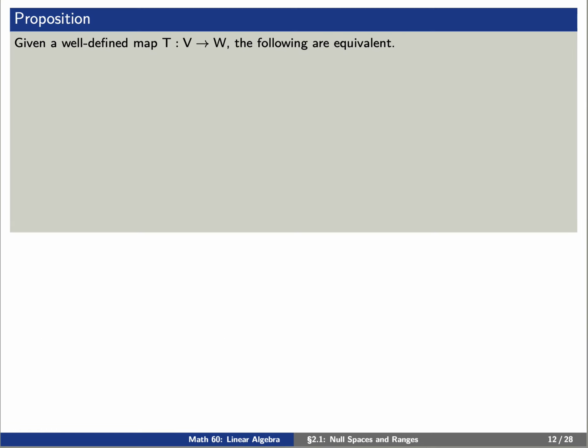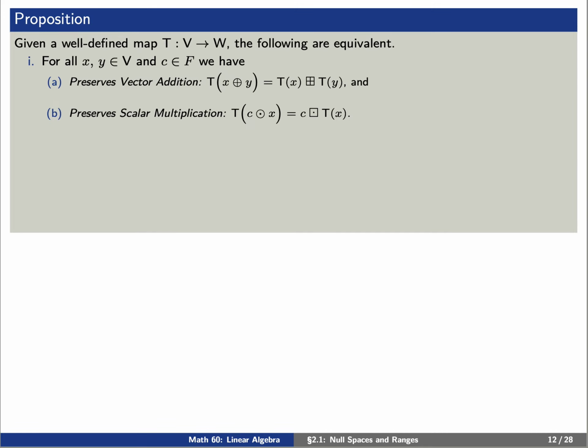Given a well-defined map T going from some domain V to a codomain W, the following are equivalent. Here we're assuming that V and W are vector spaces. For all vectors x and y in V and all scalars c in F, we should have T preserve vector addition, meaning T(x + y) = T(x) + T(y), and T preserves scalar multiplication. That is, T(cx) = cT(x).